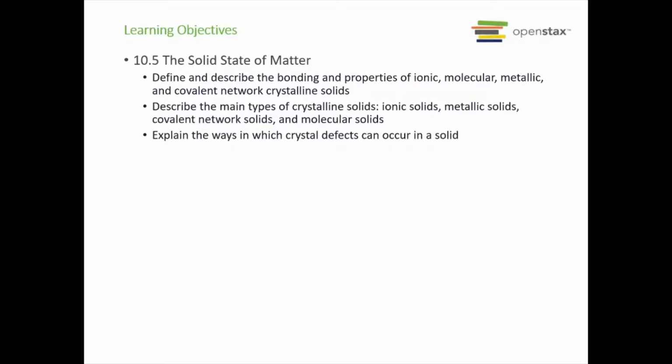Welcome back. We're now moving on to 10.5, the solid state of matter. In this section, we're going to define and describe the bonding and properties of ionic, molecular, metallic, and covalent network crystalline solids. Describe the main types of crystalline solids: ionic solids, metallic solids, covalent network solids, and molecular solids. And explain the ways in which crystal defects can occur in a solid.